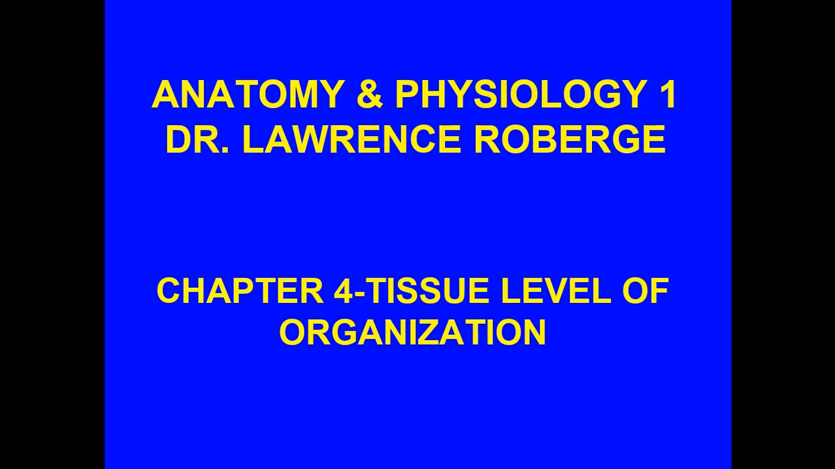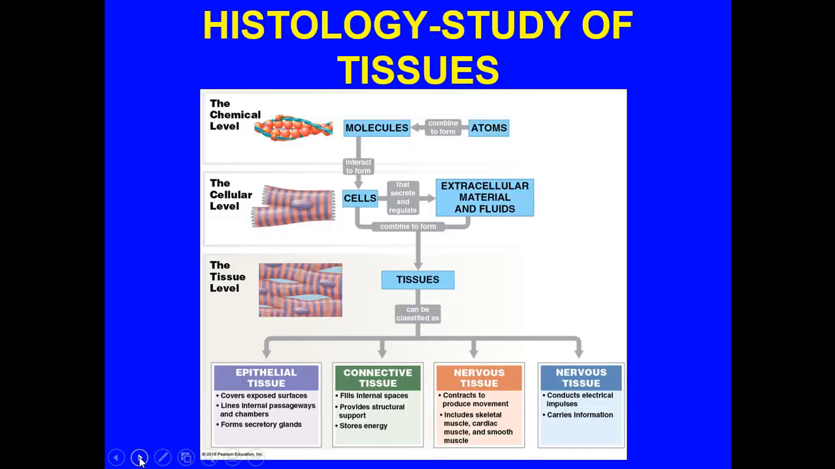Okay, welcome. This is a review of Chapter 4, Tissue Level of Organization. The study of tissues is called histology. And for our investigation of this, we will move forward in anatomy and physiology to review the different types of tissue. So let's get started.